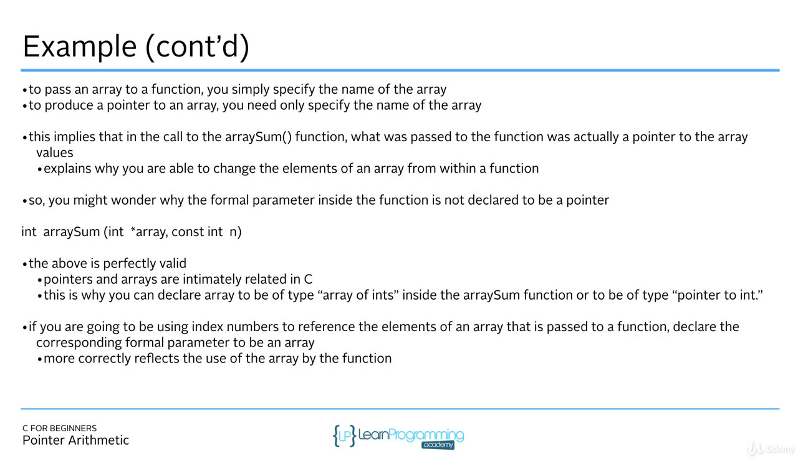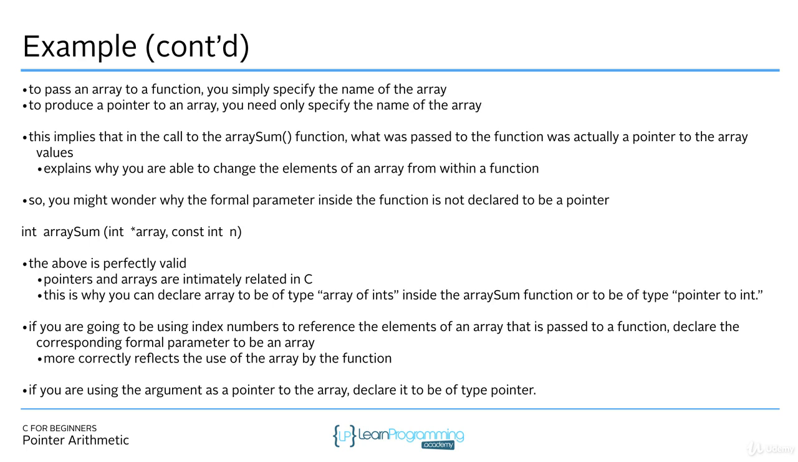So if you're going to be using index numbers to reference the elements of an array that is passed to a function, then declare the parameter as an array. Again, it's notational convenience. It's just a different way of writing the notation, either using the brackets and the subscript or using a pointer. The array itself is usually easier to read in terms of maintenance of the program and more correctly reflects the use of the array by the function, but the pointer is easier to use. And if you're using an argument as a pointer to the array, declare it to be of type pointer in the formal parameter.